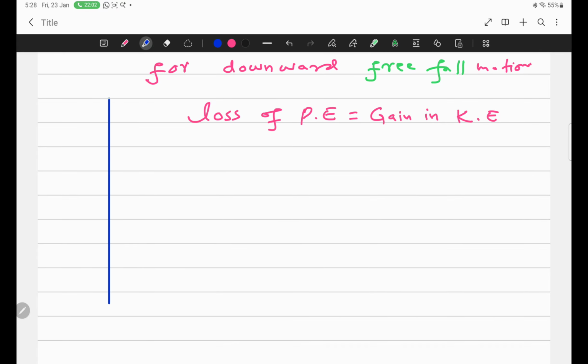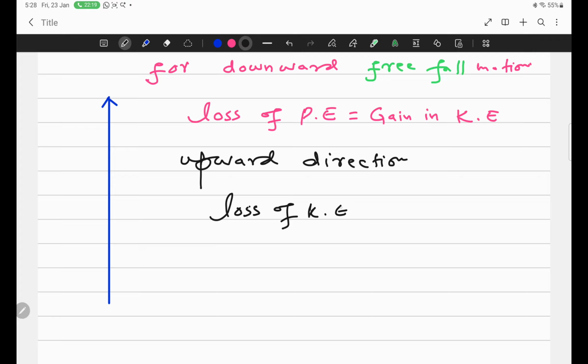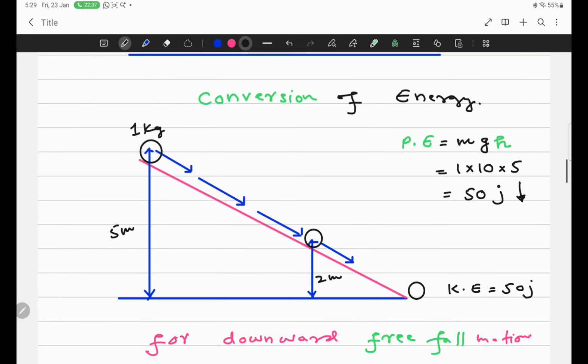And conversely, if you throw an object in the upward direction, as the object is moving upward, there will be loss of kinetic energy. It is equal to the gain in potential energy. And right now we are dealing only with gravitational potential energy. There are different types of potential energy, but in this chapter, we will see only gravitational potential energy. So what I am teaching, I am repeating, and Manur will explain to me.